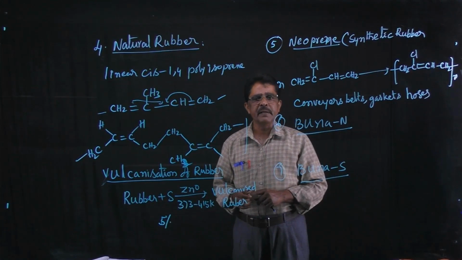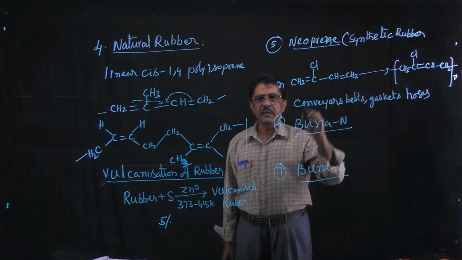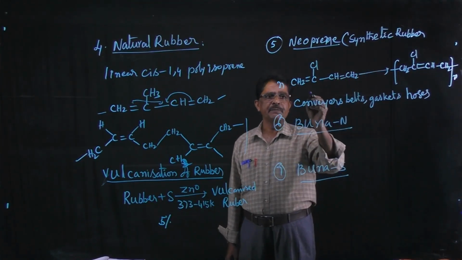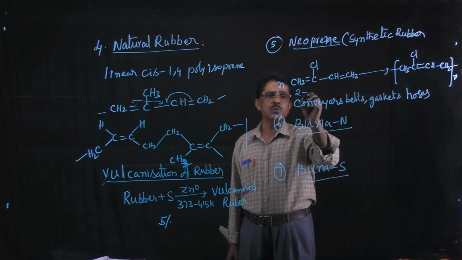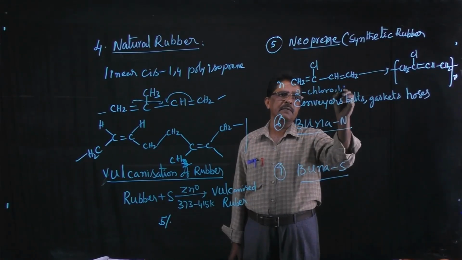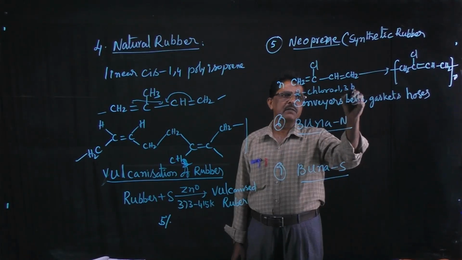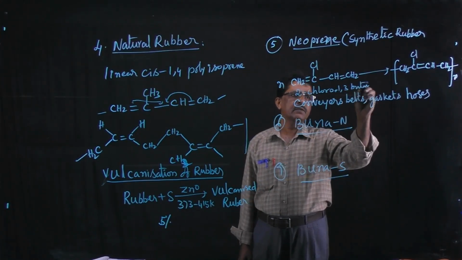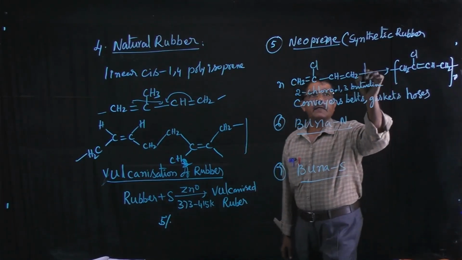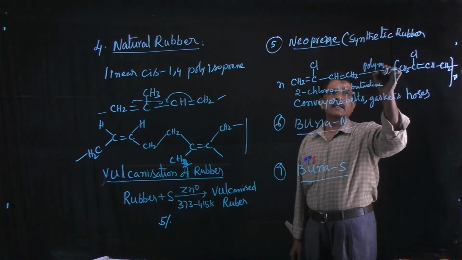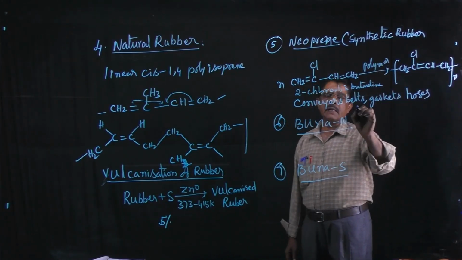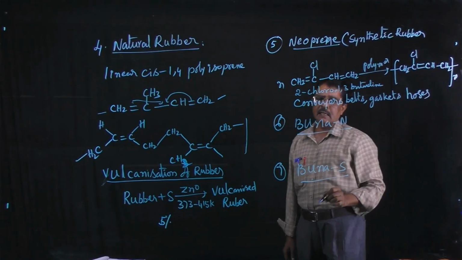It is the polymer of chloroprene. Chloroprene is the monomer of neoprene. Chloroprene means 2-chloro 1,3 butadiene, which is subjected to polymerization. Then we will get neoprene. It is used for conveyor belts and gaskets.